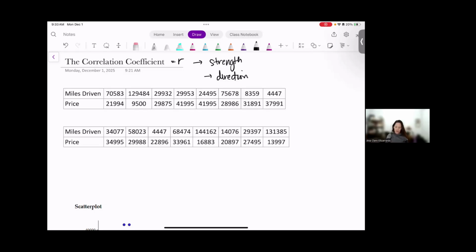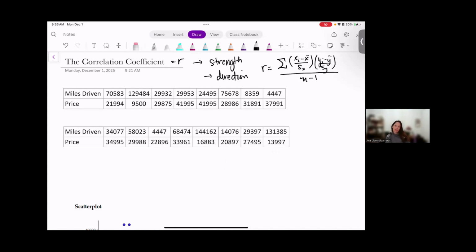And how we calculate R, there is a formula. We're not going to use the formula, but I would love you to see that the calculation is found by taking the sum of every X value minus the average of the X data set and divide that by the standard deviation of the X values, and then multiply that by the same thing for Y. And then we divide all of that by the sample size minus 1.